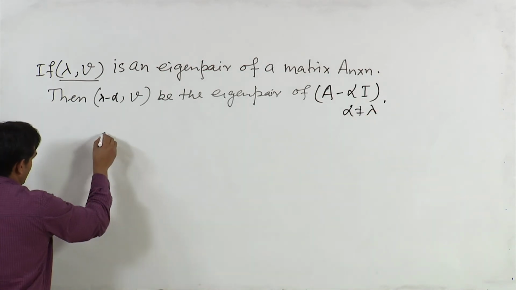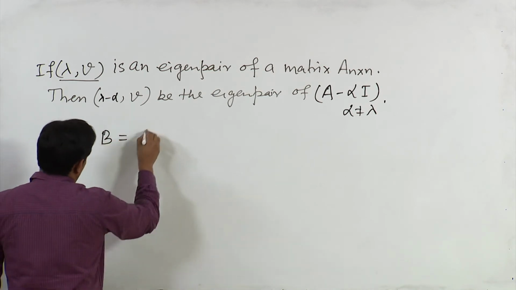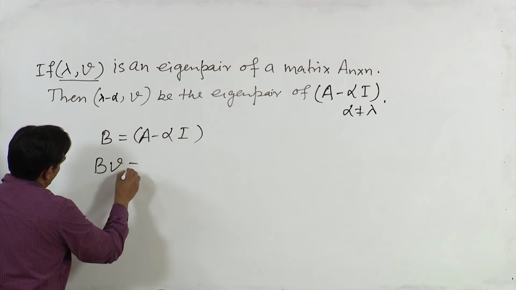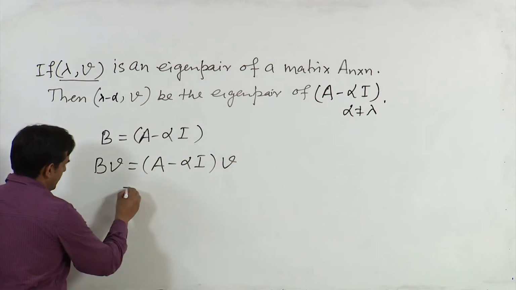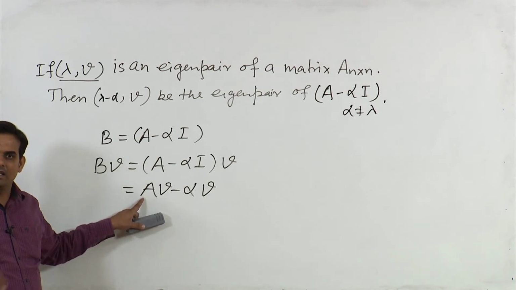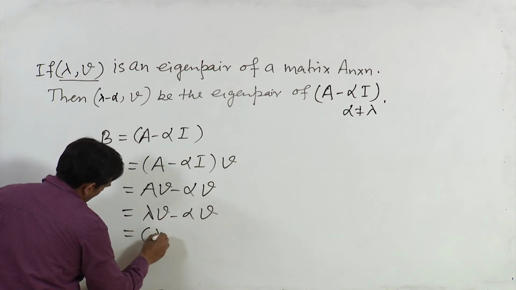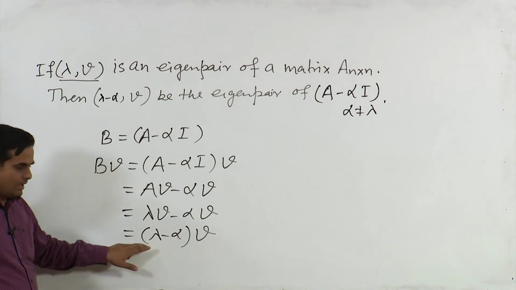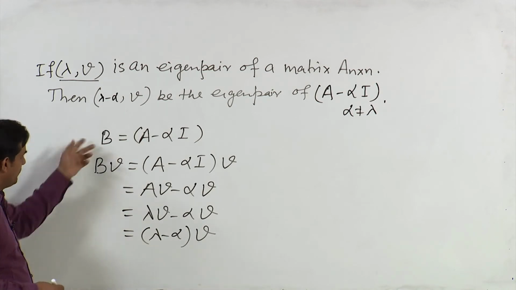This again we can show. We have a new matrix B, that is A minus alpha I. So, BV will become A minus alpha I into V, and this will become AV minus alpha V, and we know that lambda is an eigenvalue of A. So, it will be lambda V minus alpha V, or I can write lambda minus alpha into V. So, it means the eigenvalue of B is lambda minus alpha and the eigenvector is V, which is the same as that of A.